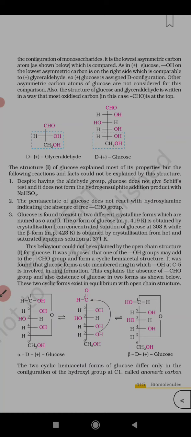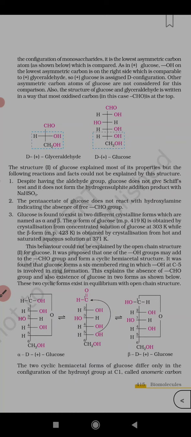These two cyclic forms exist in equilibrium with the open chain structure. This behavior could not be explained by the open chain structure for glucose. It was proposed that one of the OH groups may add to the CHO group and form a cyclic hemiacetal structure. It was found that glucose forms a 6-membered ring in which the OH group at C5 is involved in ring formation. This explains the absence of the CHO group and the existence of glucose in two forms.